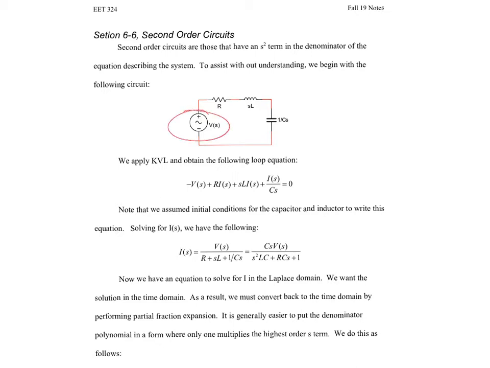That's an input voltage. We have our resistor, our inductor, which again is S times L, and our capacitor is 1 over CS. We did not include any initial conditions, and for the most part moving forward, we're going to assume that there are no initial conditions on our system. It makes the analysis of transfer functions much, much easier. So you can highlight that, no initial conditions.